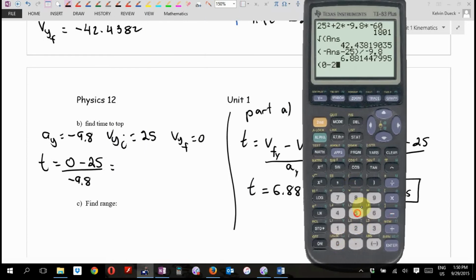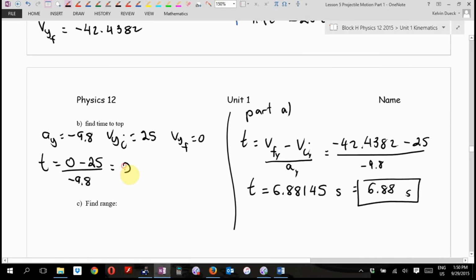0 minus 25 divided by negative 9.8. 2.55. But you know what? I don't think I'm using this again, so I'm going to go to 3 sig figs right now. 2.55 seconds. I'll put a little box around it because I feel proud.